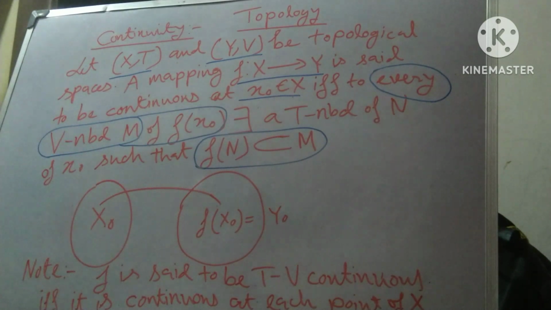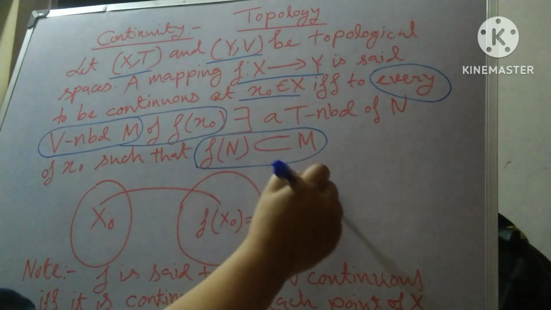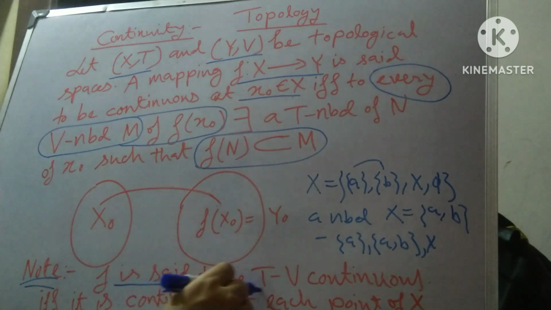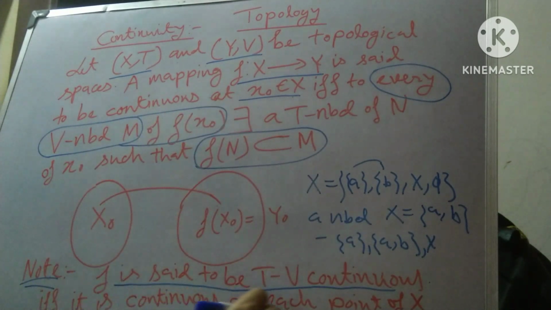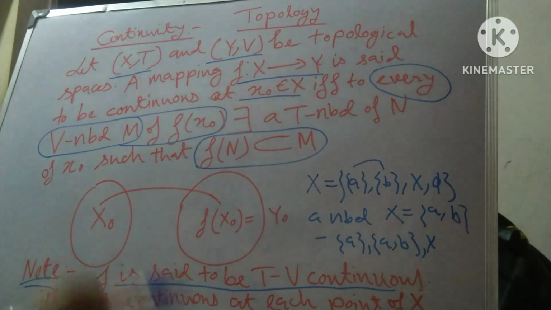Remember, V-neighborhood of M means topological neighborhood. I have already told you. Suppose f from T to V is said to be continuous if it is continuous at each point of X. So friends, what is continuity? Continuity means continuity at each point. This is the main factor.